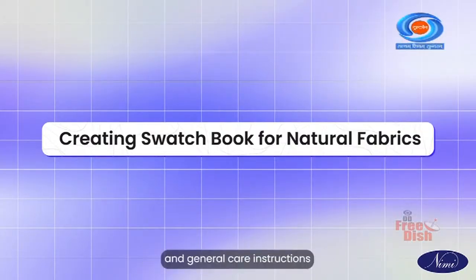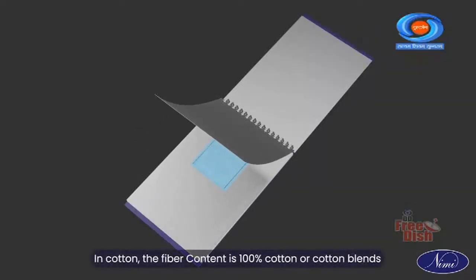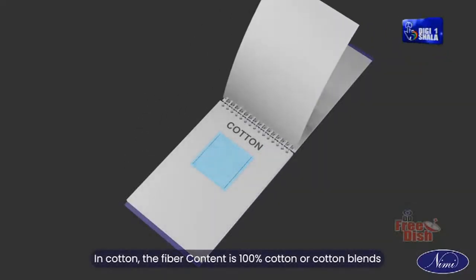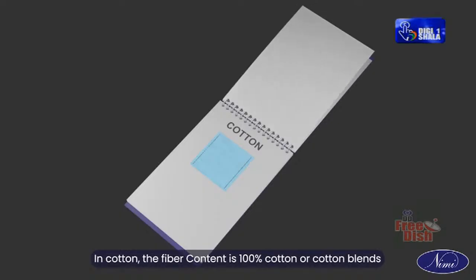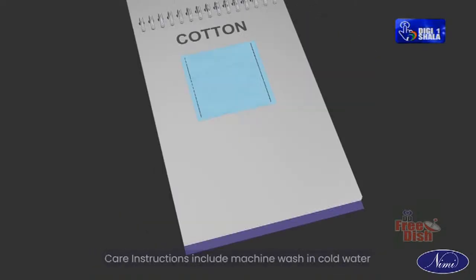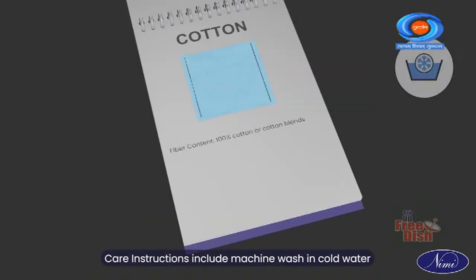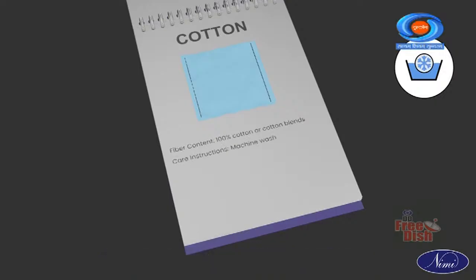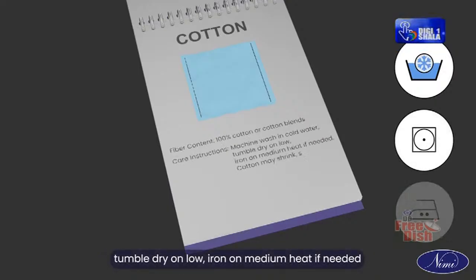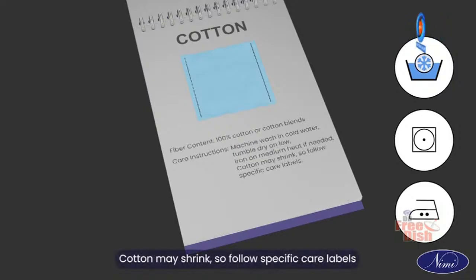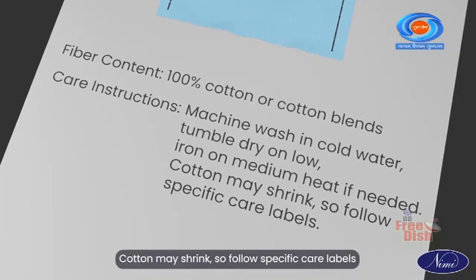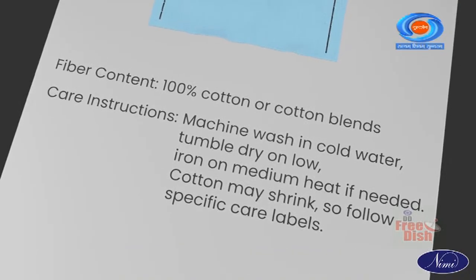Let's look at creating swatch book for some common natural fabrics along with their names, fiber content, and general care instructions. In cotton, the fiber content is 100% cotton or cotton blends. Care instructions include machine wash in cold water, tumble dry on low, iron on medium heat if needed. Cotton may shrink, so follow specific care labels.